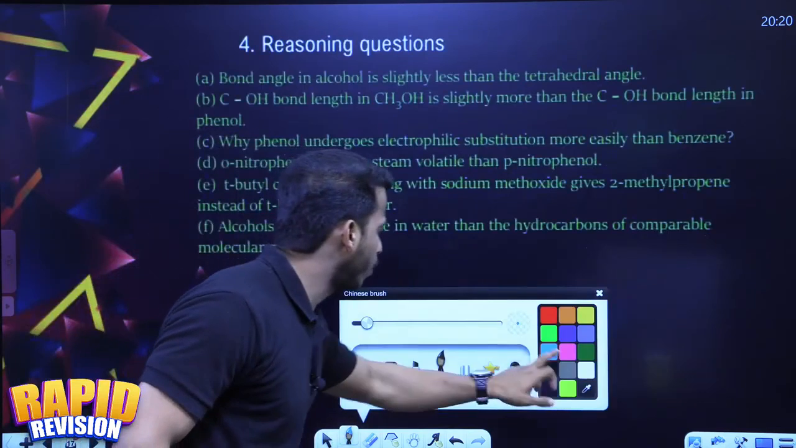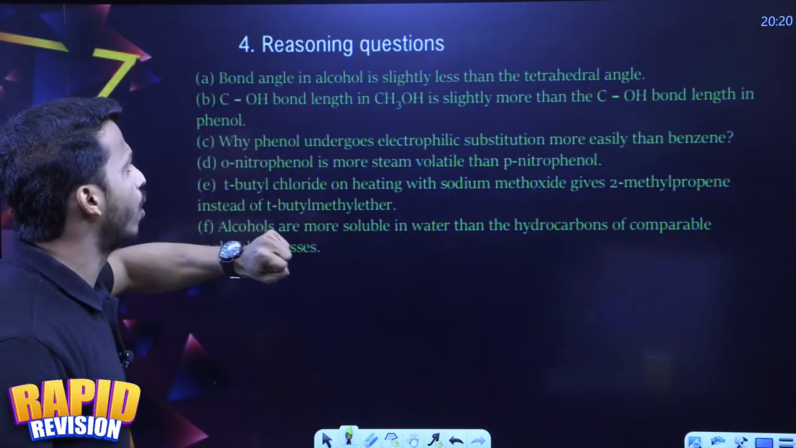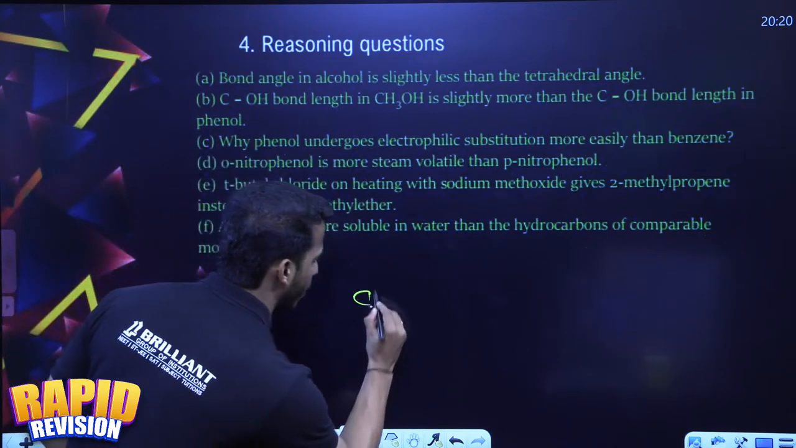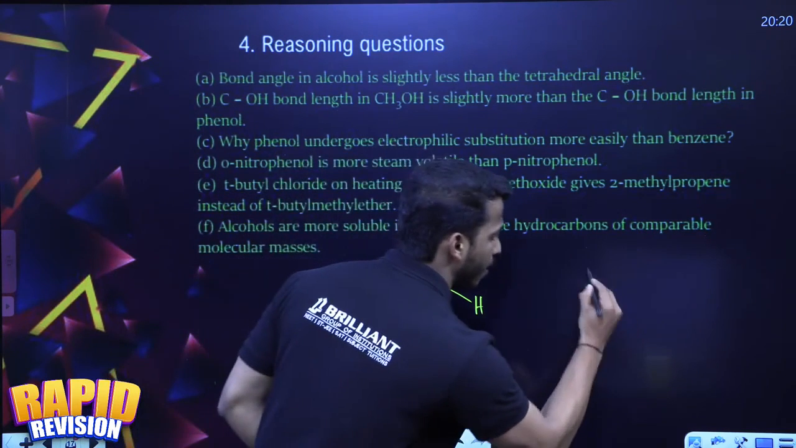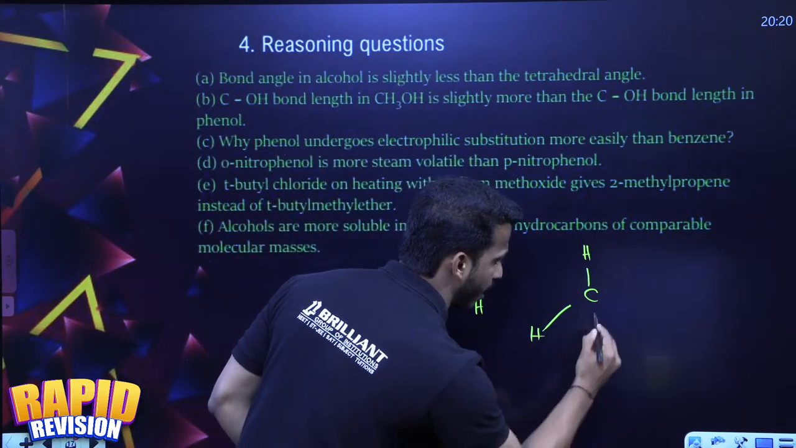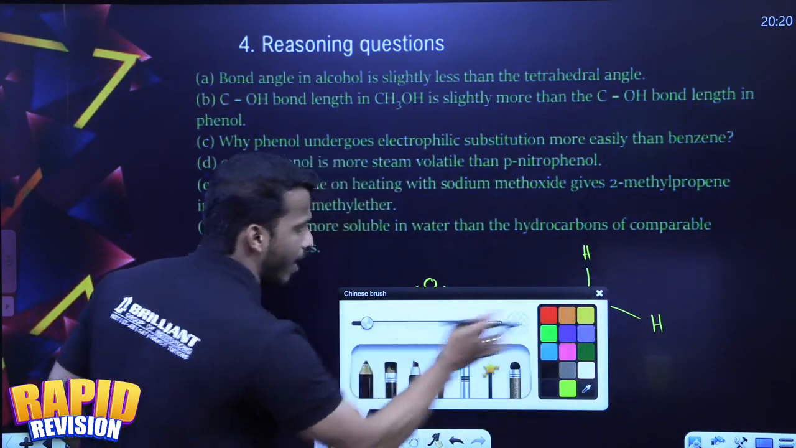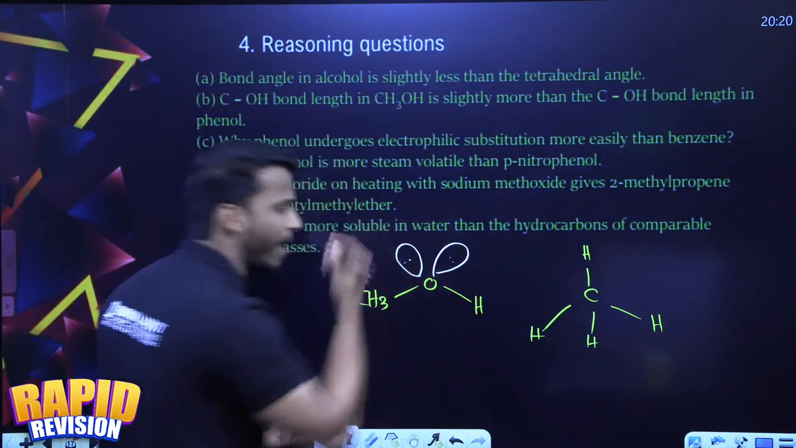Next one. Reasoning questions we can discuss, dear all. First one: why is the bond angle in alcohol slightly less than the tetrahedral angle? Let me consider methanol, CH3OH. Methane is tetrahedral in shape. So in methanol, a normal alcohol, the oxygen carries two lone pairs.